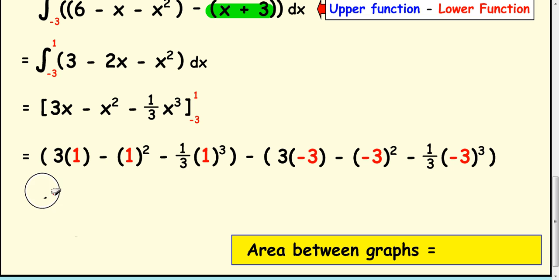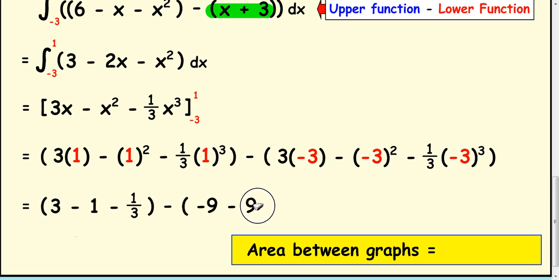So 3 times 1 is 3, 1 squared is 1, so it's going to take away 1, 1 cubed is 1, so it's going to take away a third. Then take away 3 times negative 3, which is negative 9, negative 3 squared is 9, so it's going to be a take away positive 9, and then negative 3 cubed is negative 27. If you third that, I've got negative 9, but you're taking away negative 9, so that's going to be a plus 9. Just be careful with your negative numbers.